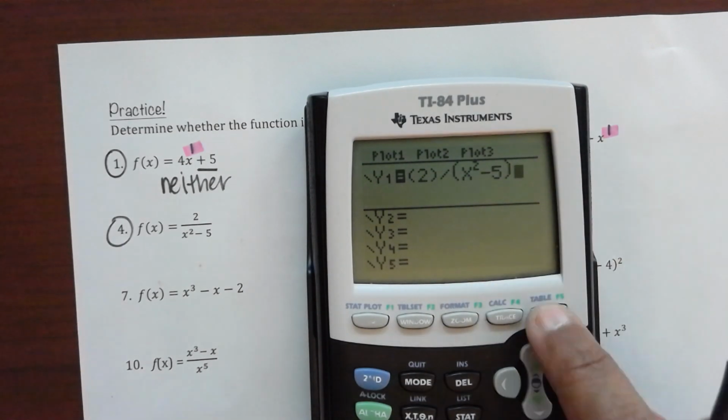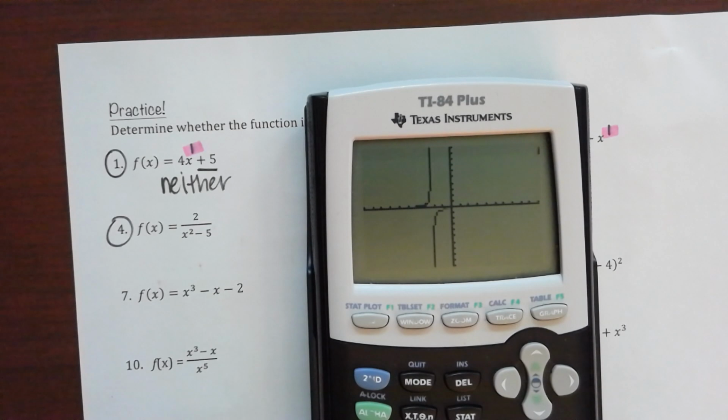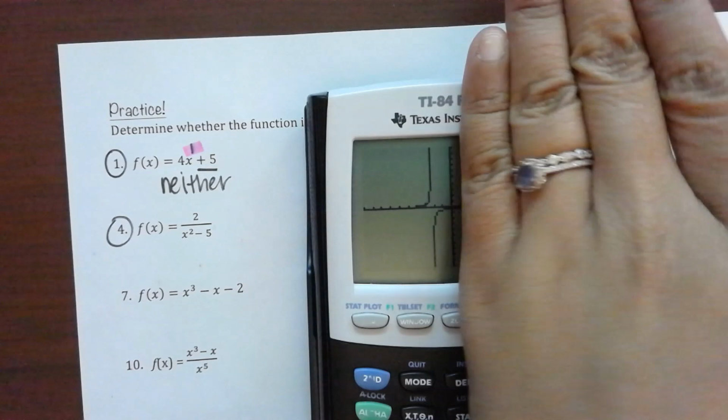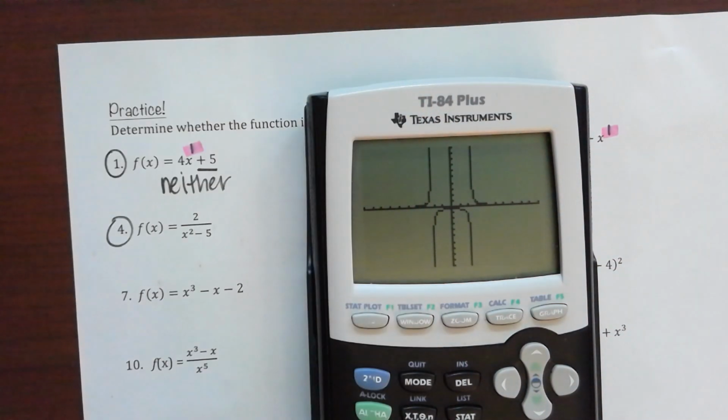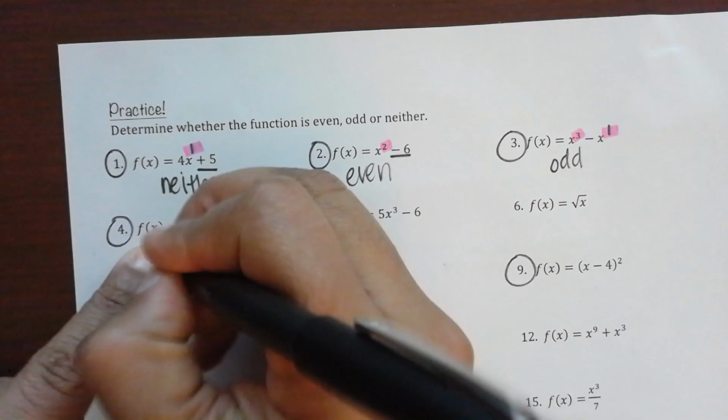Hit graph. Let's look at this graph. It looks just like the one we did. So what kind of symmetry does this have? Even symmetry to the what? The y-axis. Because if I took this side, flipped it, and moved my hand, do I see the exact image mirrored on the other side? Yes. So this must be even.